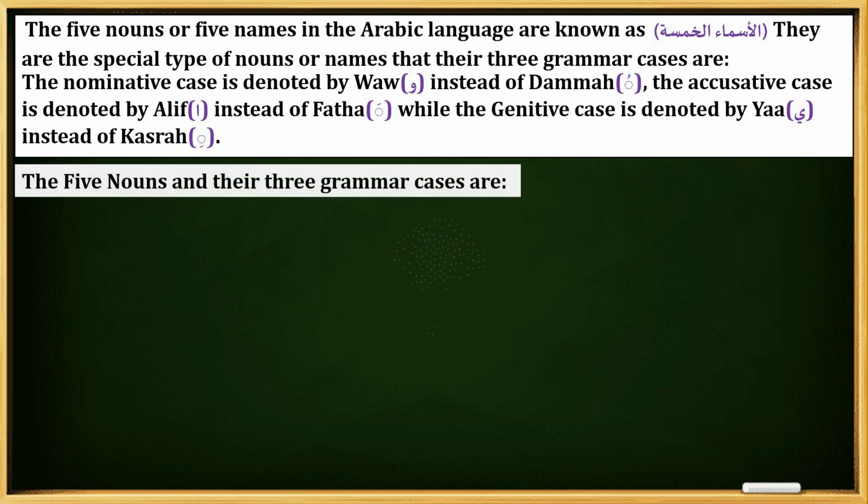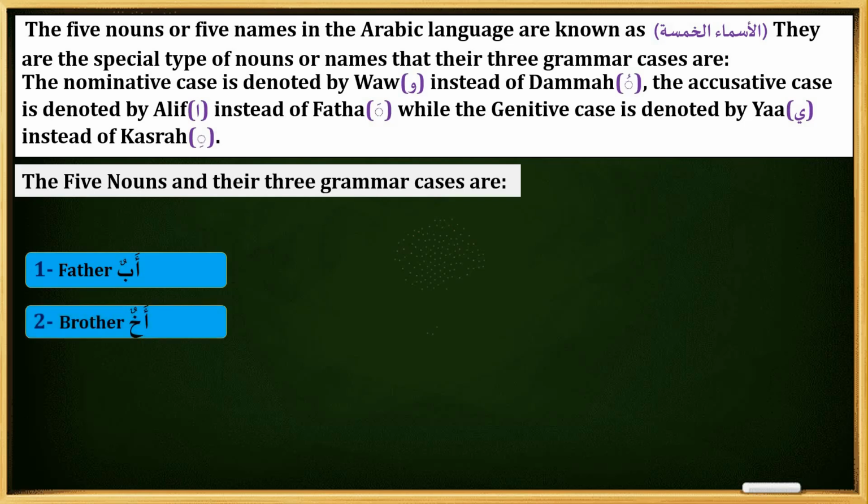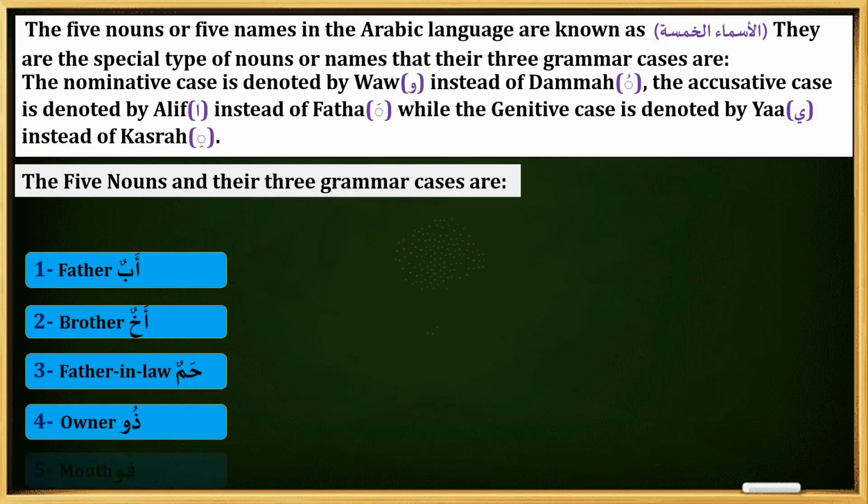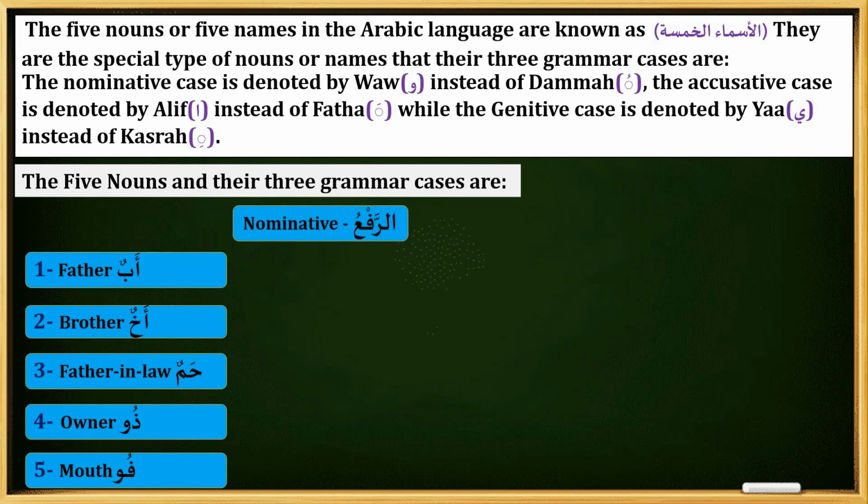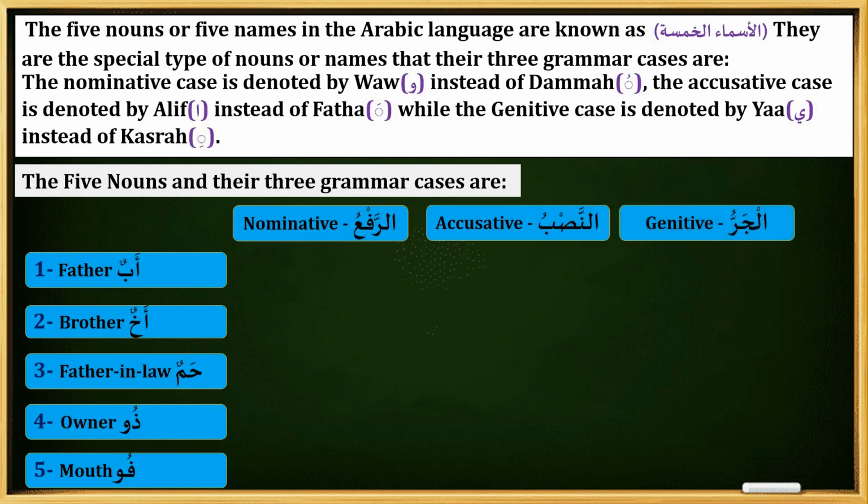The five nouns and their three grammar cases are: first, what are the five nouns? Abun, akhun, hamun, dhu, and fu. And the three grammar cases are al-raf'u, nominative case, al-nasbu, accusative case, and al-jarru, genitive case.